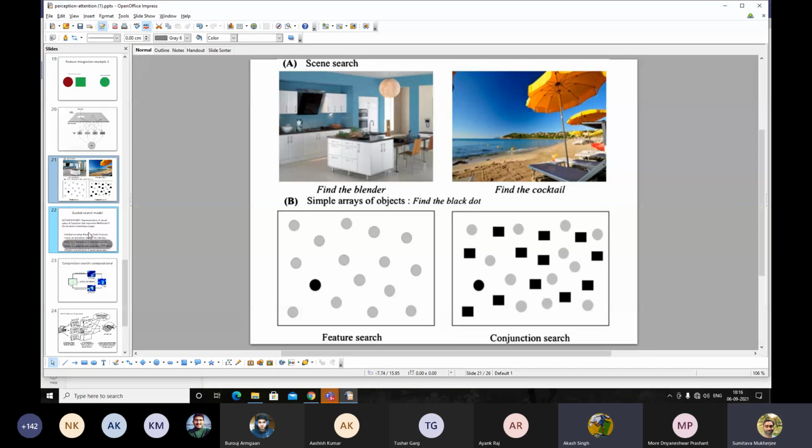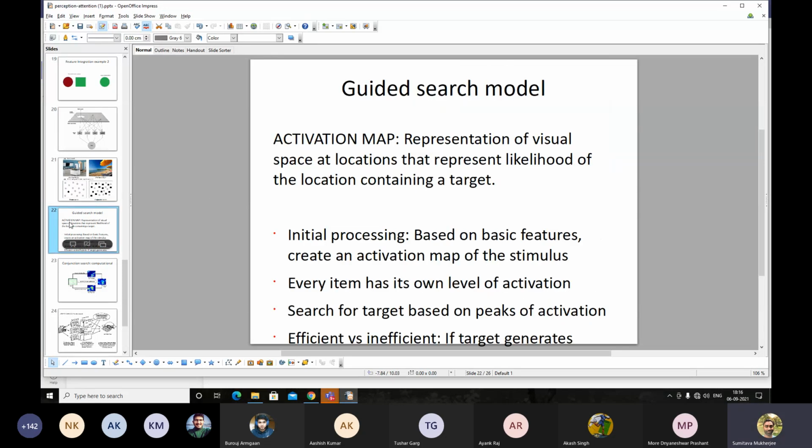Yeah, absolutely. You are 100% right. In fact, that is what cannot be explained by this model. Now, how do you explain why, if you keep the blender here, which is in its appropriate position, we are faster compared to if you keep the blender on the floor? Right. So that is why a different model was proposed, which is called the guided search model, where this is pretty much what you said, but it has a mathematical representation of it.